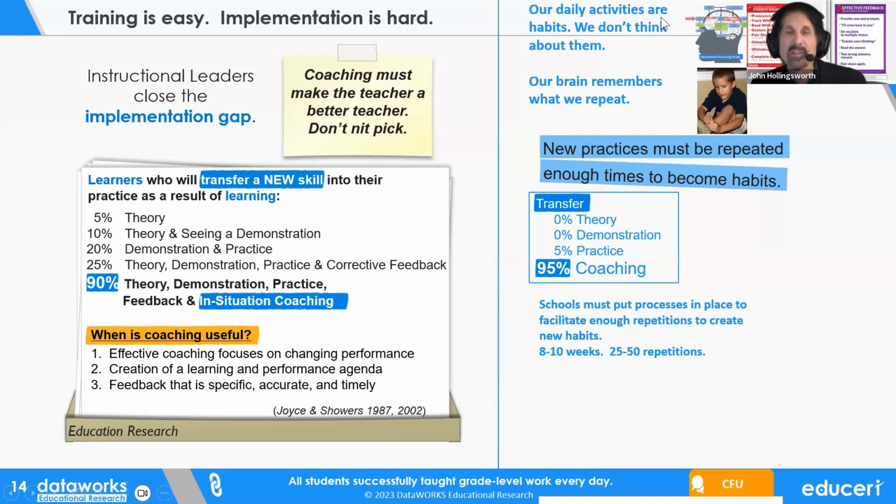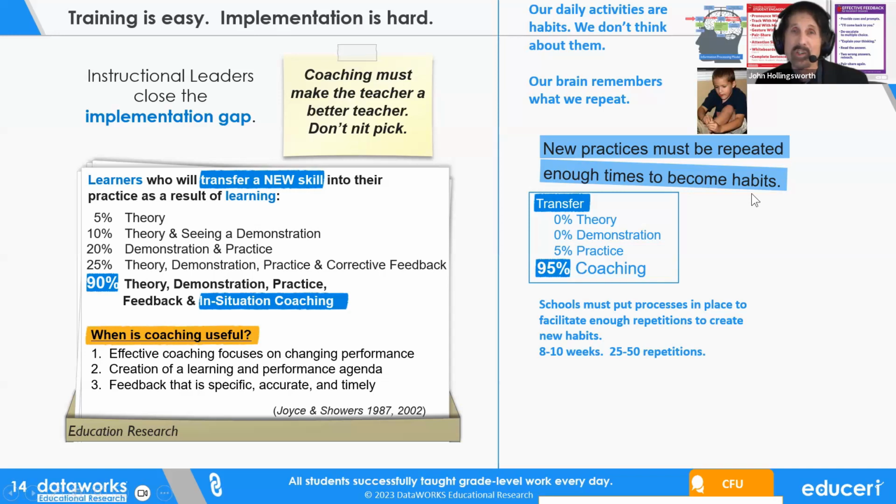Okay, teachers, this is why it's so hard for you to implement. Your daily activities are habits. Your car drives you to work. You don't drive to work. Your brain, your subconscious drives you to work. When you start teaching, you fall back on your old strategies and you don't remember to do the new ones. Your habits kind of take over. So just like the students, we need those 24 repetitions.